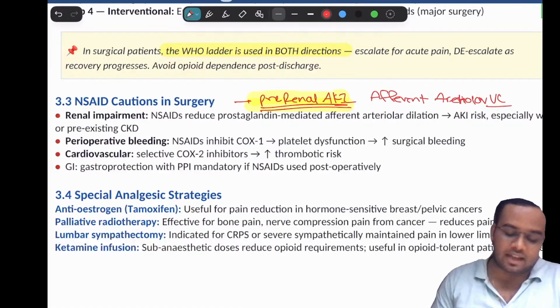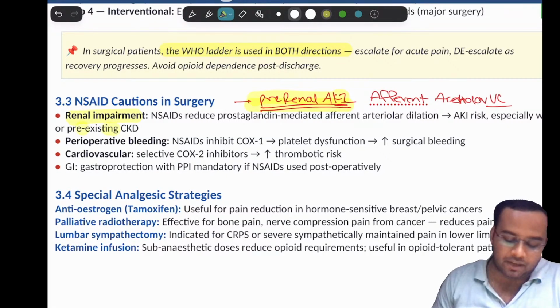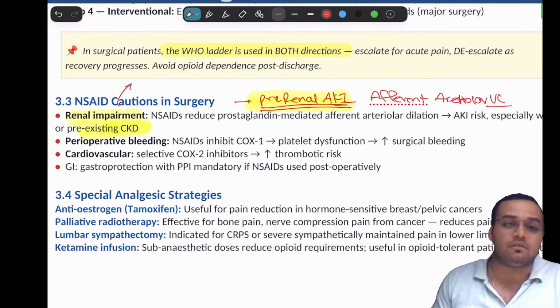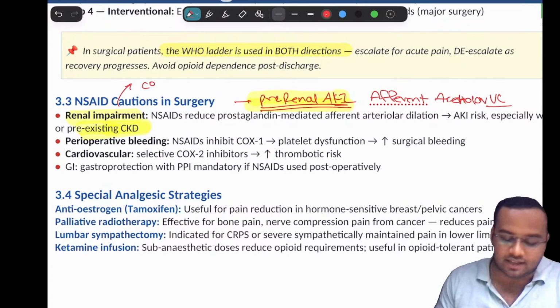So what can it cause? It can cause renal impairment. So in pre-existing CKD, you have to use it with caution. Another drug which we talked about for renal impairment was contrast agents.